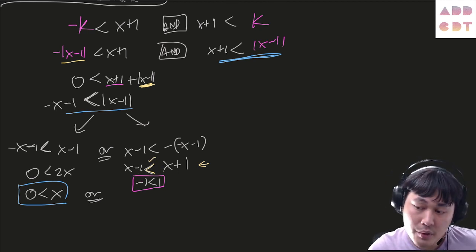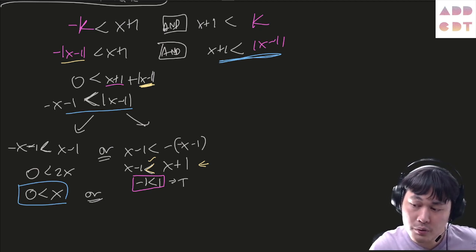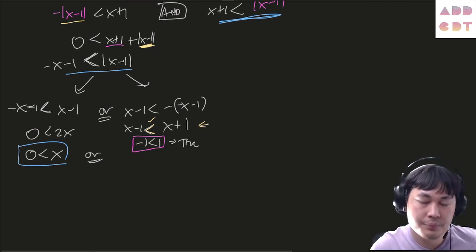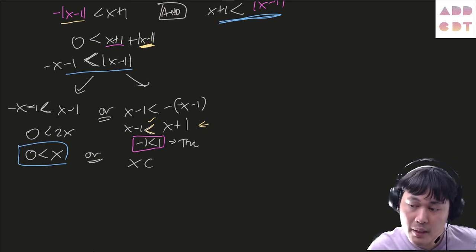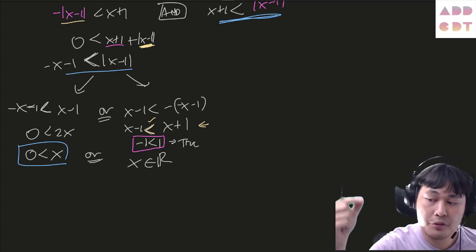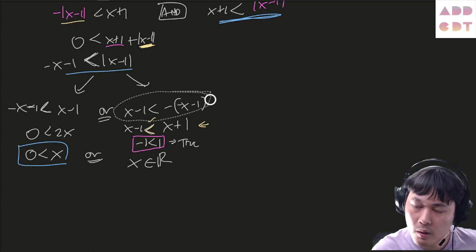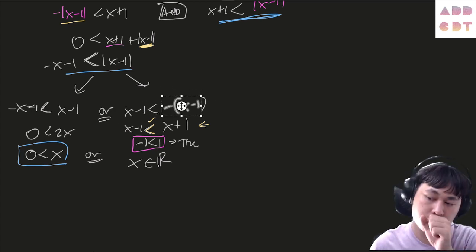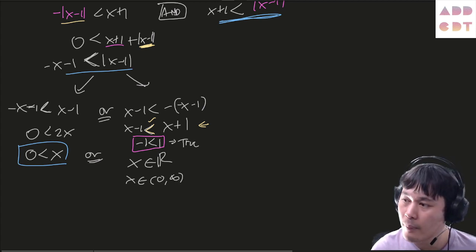That's why when you cancel, you get an inequality that is true. And this is always true. If it's always true, then that means that x can be anything. No matter which value of x you choose, this inequality is true. Or in the set notation, you can have 0 to infinity. So that's the second part.